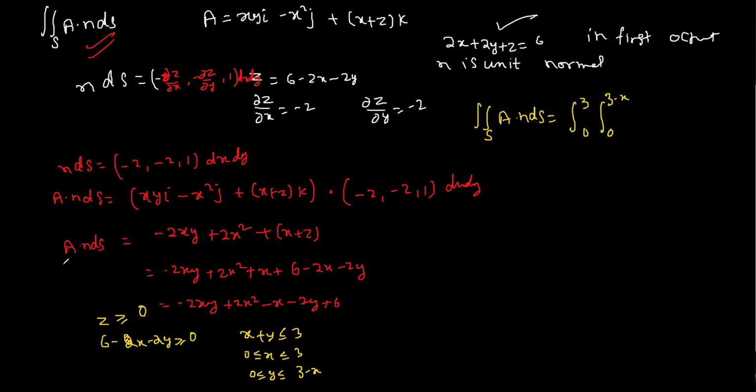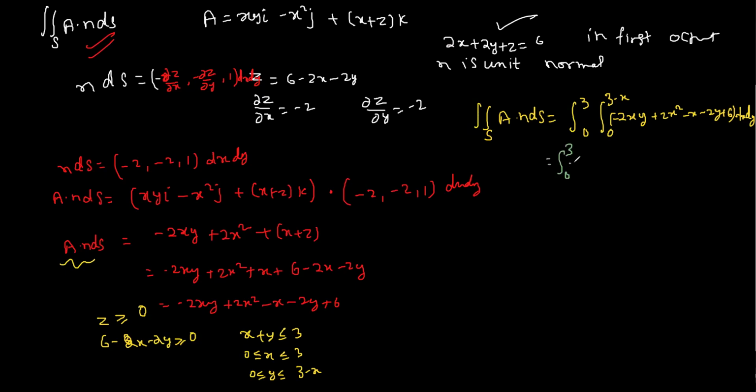And what is the value of dS? This is 2x minus 2xy plus 2x square minus x minus 2y plus 6 dx dy. Only you have to solve this part. All the things you got. Okay.